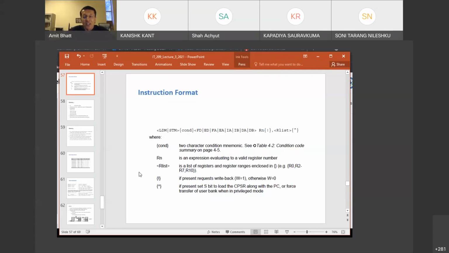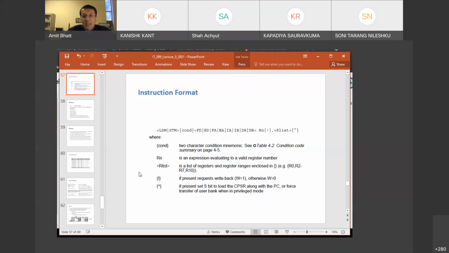If you have a conditional branch, then you use a condition with B. So B EQ for branch if equal, B NE for not equal, greater than or equal to, less than or equal to. Those conditions you can use for branching, and then it would give you a proper answer. So that is your branch condition.